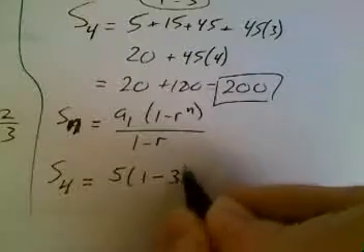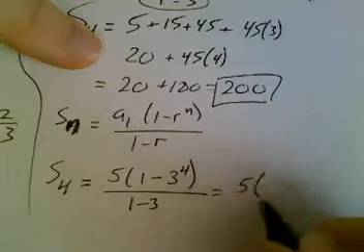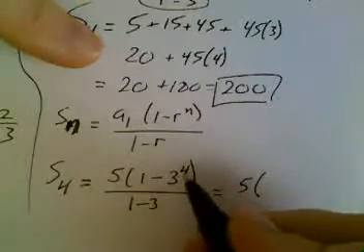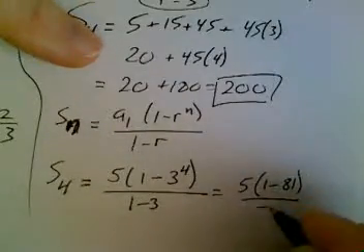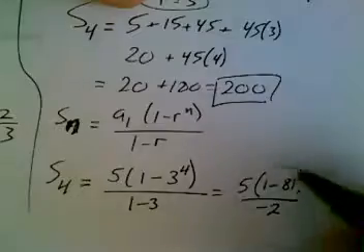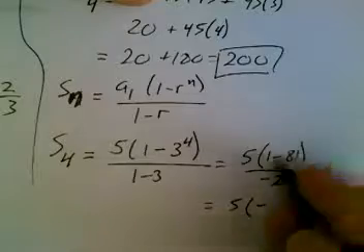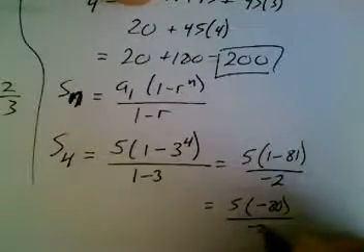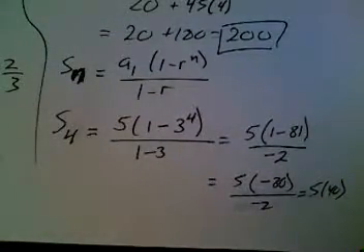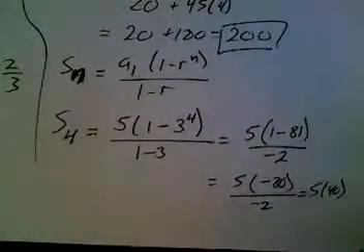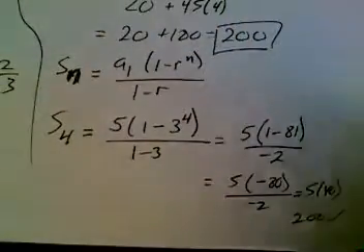1 minus 3 to the power of 4 divided by 1 minus 3. So this is going to be 5 times, 3 to the power of 4, 3, 9, 27, 81, so 1 minus 81, divided by a negative 2. Now notice this number on the bottom is negative. This is also going to be negative here. So this is equal to 5 times a negative 80 divided by a negative 2. That's 5 times 40. 5 times 40 is 200. Let me check that math in my head one more time. Yes, 200. So the formula does work out either way that we do it.